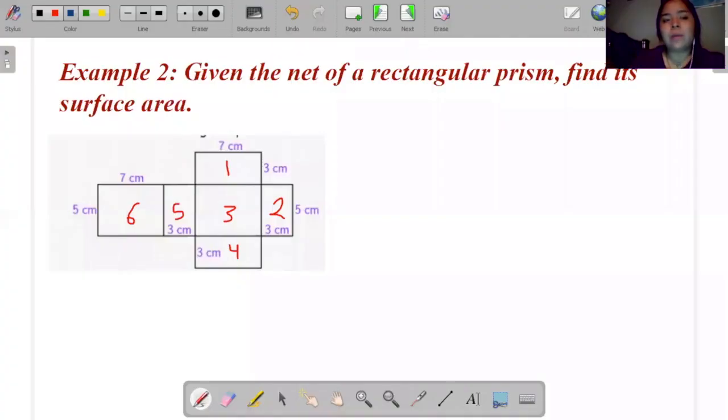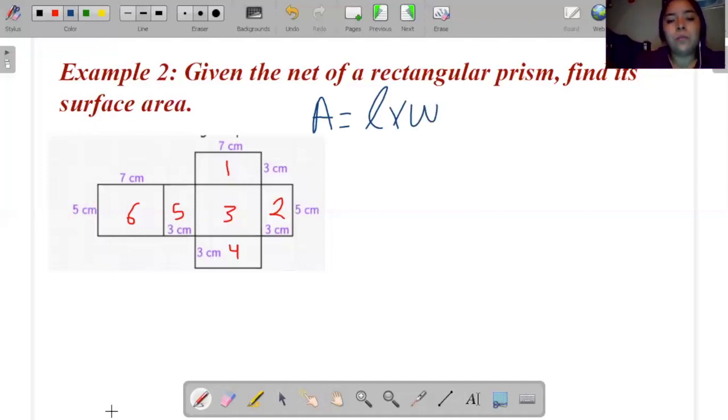Okay, let's do another example. Given the net of the rectangular prism, find its surface area. Here we have the net, and we also have 6 faces. To find the total surface area, we have to find the area of each face and then add them together. So let's do that. We also notice that all the faces are rectangles. As you recall, length times width is how we find the area of a rectangle.